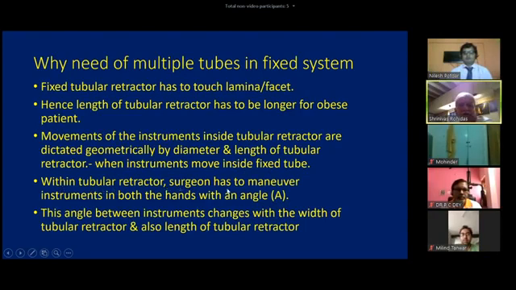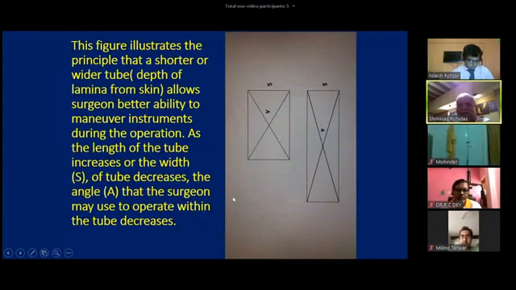Within the tubular retractor, surgeon has to maneuver instruments in both the hands with an angle A. I will show you the diagram in next slide. This angle between the instrument changes with the width of the tubular retractor, also with the length of the tubular retractor. You can appreciate here, this is the width of the tubular retractor and this is the length of the tubular retractor. And this is the angle in between the two instruments. If the patient is obese and the tubular retractor is longer, the angle becomes acute.